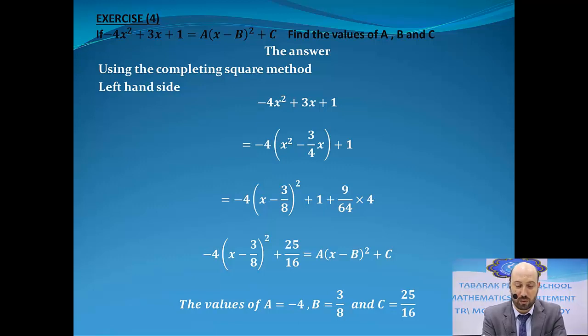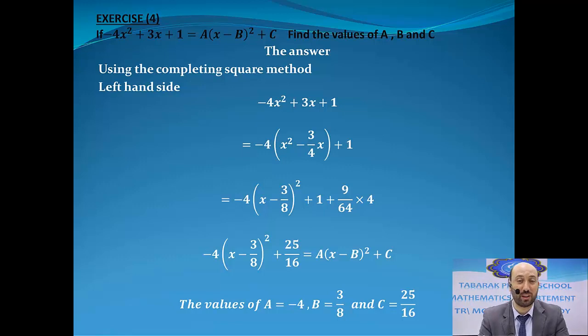But what about the second term? We are going to put it as negative 3 over 8. And outside it will be plus 1 plus 9 over 64 times 4. And if we simplify, it will be negative 4 times (x minus 3 over 8) squared plus 25 over 16. So it will be a times (x minus b) squared plus c. So we will have a equals negative 4, b equals 3 over 8, and c equals 25 over 16.